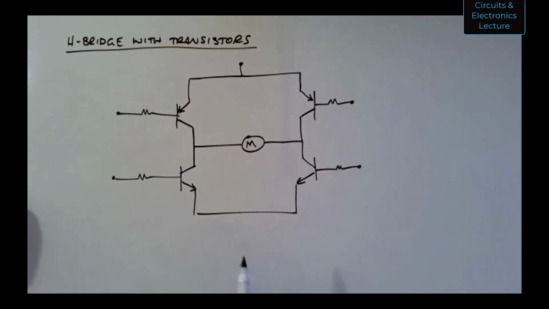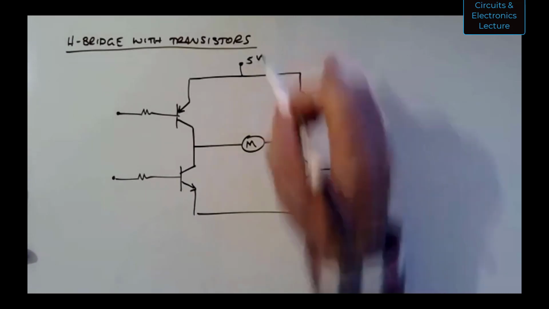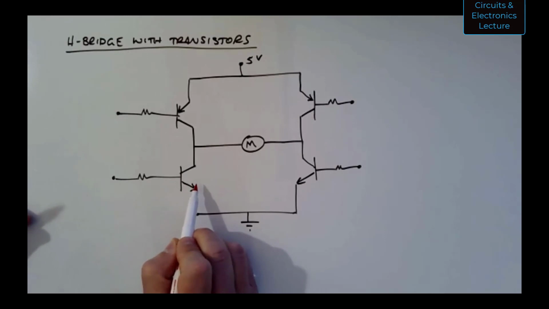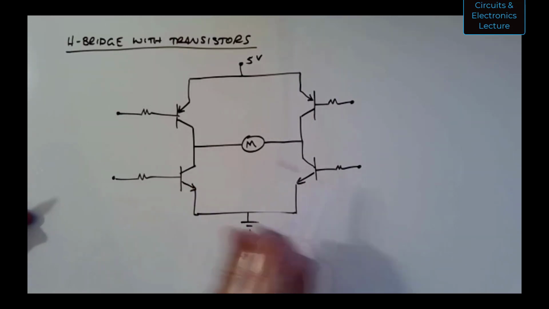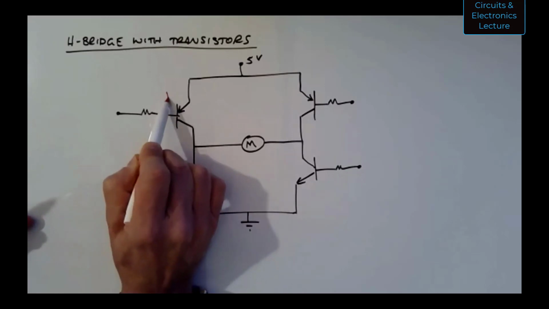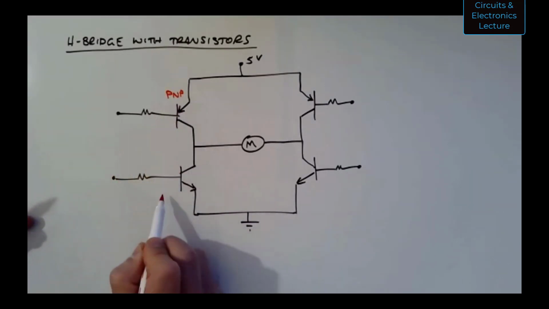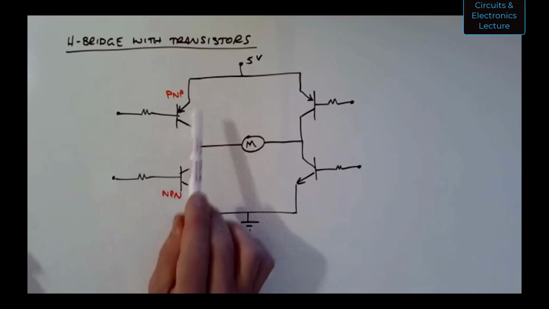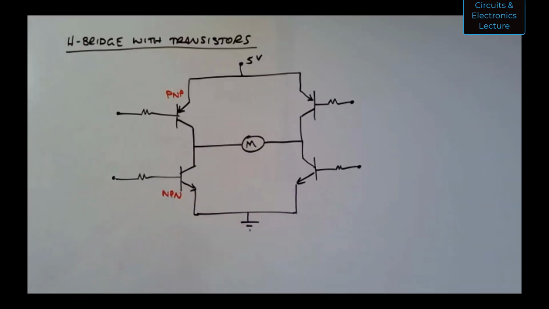Okay, so let's apply 5 volts at the top, just like we did before. Ground at the bottom. But what I've done is I have used NPN transistors at the bottom, and I'm using what's called PNP transistors at the top. So these are NPN at the bottom. There's a little way to remember NPN versus PNP. The arrow of an NPN is not pointing in, NPN, not pointing in. So that's how you can remember the difference. The PNP has the arrow pointing in. It's still on the emitter, but the arrow is pointing in.